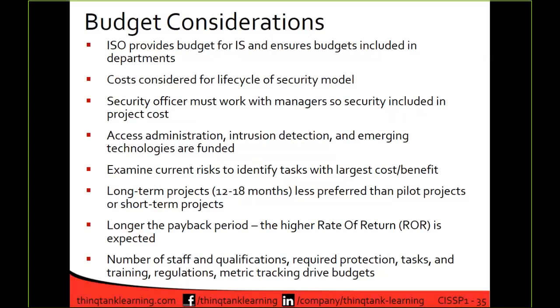Budget consideration: the information security officer provides budget for information security. Make sure that budgets are included in each department. Again, this is a very important concept because not only are you driving the objectives across the board, administrative, physical, technical, you're driving those objectives, which involve lots and lots of different departments.